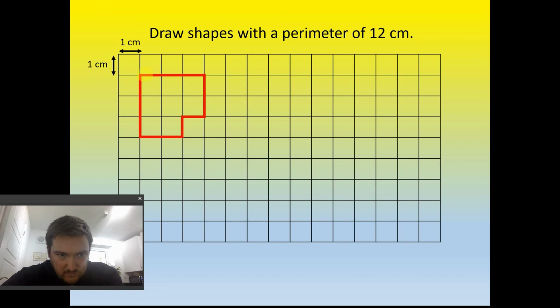So we've got 3, 5, 6, 7, 8, 9, 10, 11, 12. So what weird and wonderful shapes can you create on your gridded paper? If you don't have any gridded paper, what you can do is use your lined paper and with a ruler, just mark out some dots every 1 centimeter.